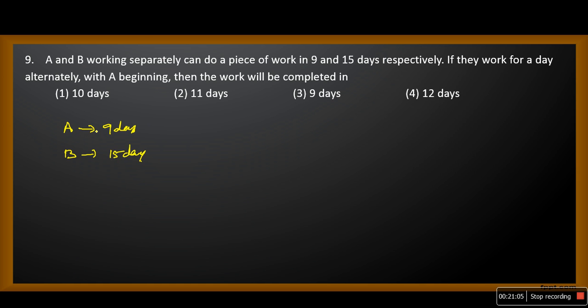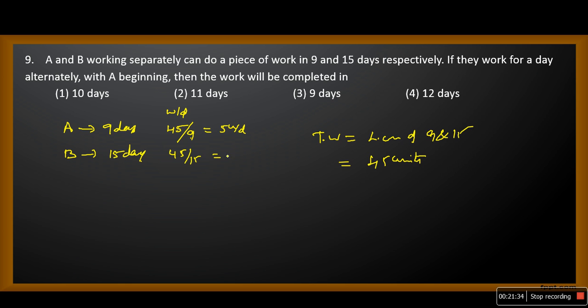Assume the work is nothing but the LCM of 9 and 15. Total work is equal to LCM of 9 and 15, that equals 45 units. Assume the total work as 45 units. Now work done per day. A takes 9 days to complete 45 units, so per day A will do 45 by 9, that equals 5 units per day. Similarly, B will do 45 by 15 units per day, which is 3 units per day.